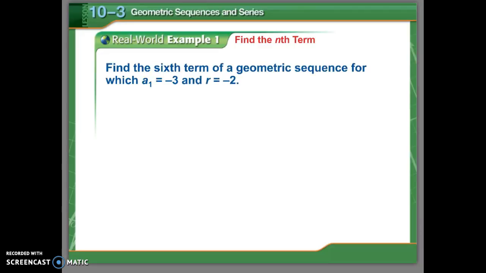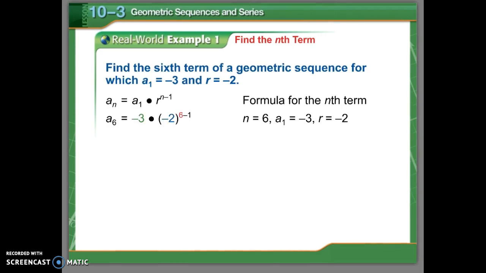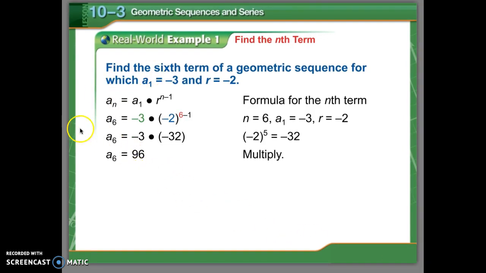All right, moving forward, first example: we need to find the 6th term of a geometric sequence when the first term is -3 and the common ratio is -2. The first thing we're going to do is write down the formula, and then plug in the information that we're given. The 6th term, A6, is -3, the first term, times the ratio -2 to the 6 minus 1 power, or the 5th power. -2 to the 5th power is -32, multiplied by -3 gives us 96, so the 6th term would be 96.